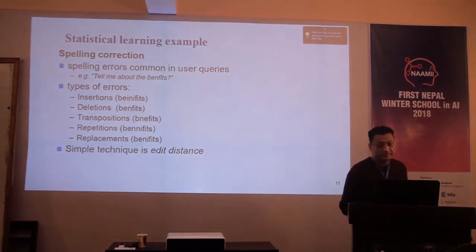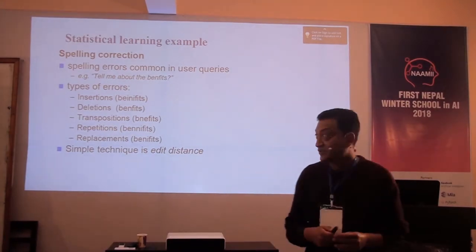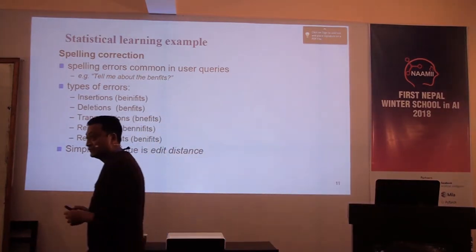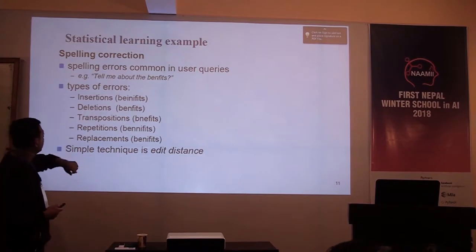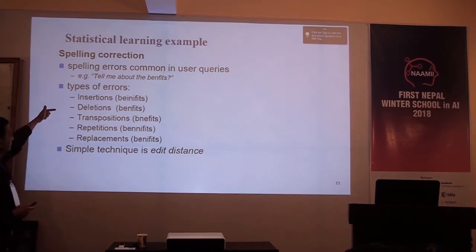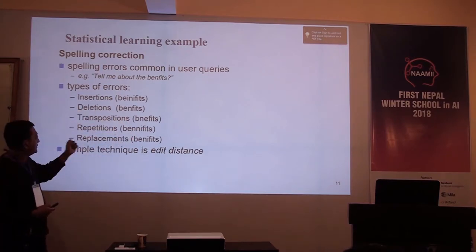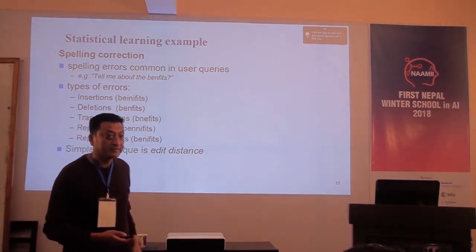Okay, so now I move on to an application in NLP of very basic machine learning. This is just using the knowledge we've gained so far in using Bayes' rule. So how would you go about doing spelling correction? If you have something like, tell me about the benefits, well, there's an error there in the spelling. But typically, you can classify your errors into insertion error, deletion error, transposition error where two letters are swapped, repetition where a letter is repeated, and replacement, where some letter is replaced by another. So you have this classification of different types of errors.